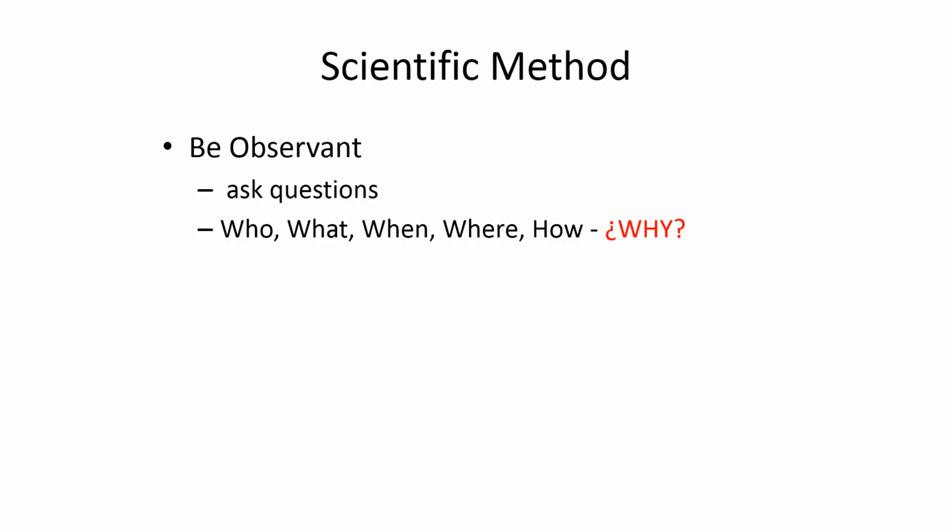Scientific method is a process. It requires you to be observant. You have to look around and you have to see what's going on around you. As you look around, you become inquisitive. You ask questions. Questions we often ask are who, what, when, where, how.